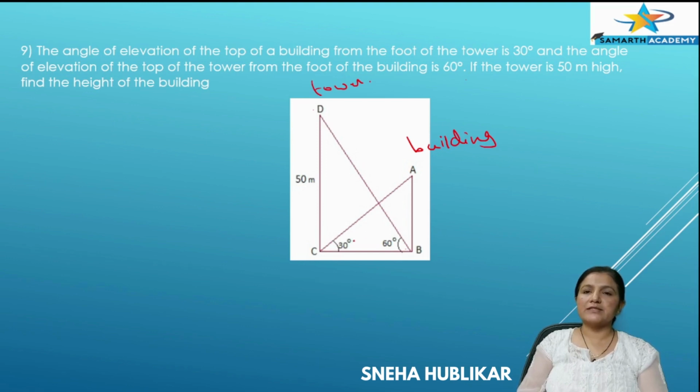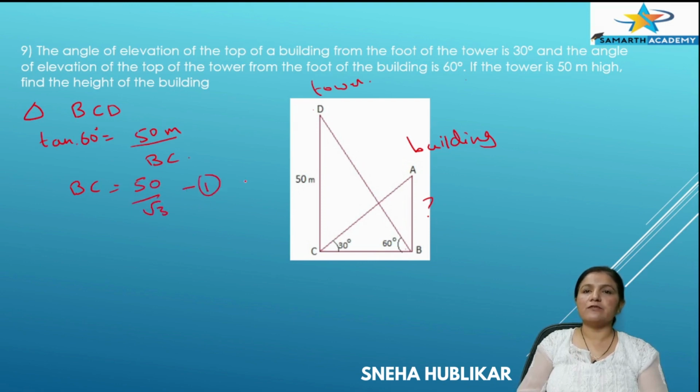So there are two triangles given. AB is asked. First, let's consider triangle BCD. With the help of BCD, I'll find BC. Tan 60 equal to opposite side, that is 50 meters, by BC. Therefore, BC equal to, tan 60 is root 3, so 50 by root 3. So mark it as 1. We will use it for the other triangle.